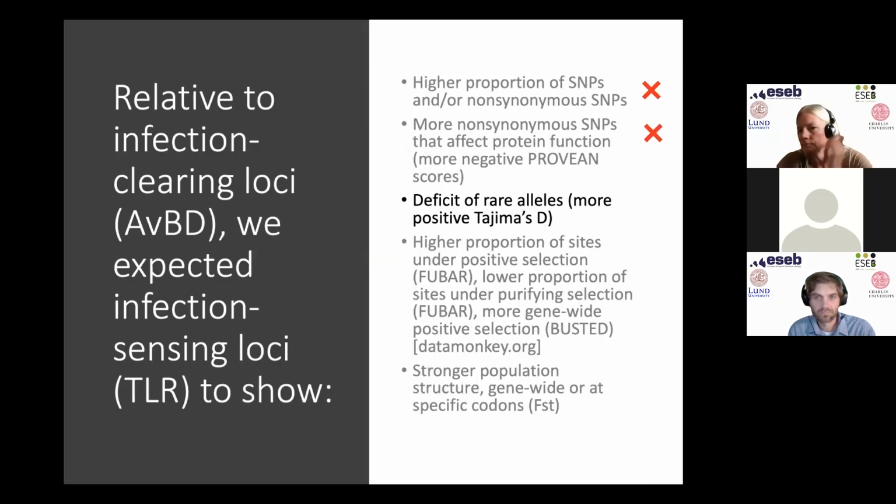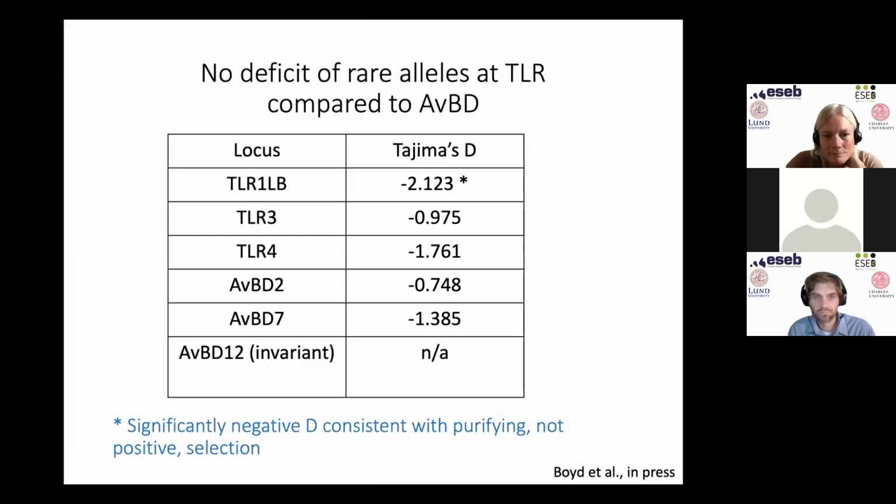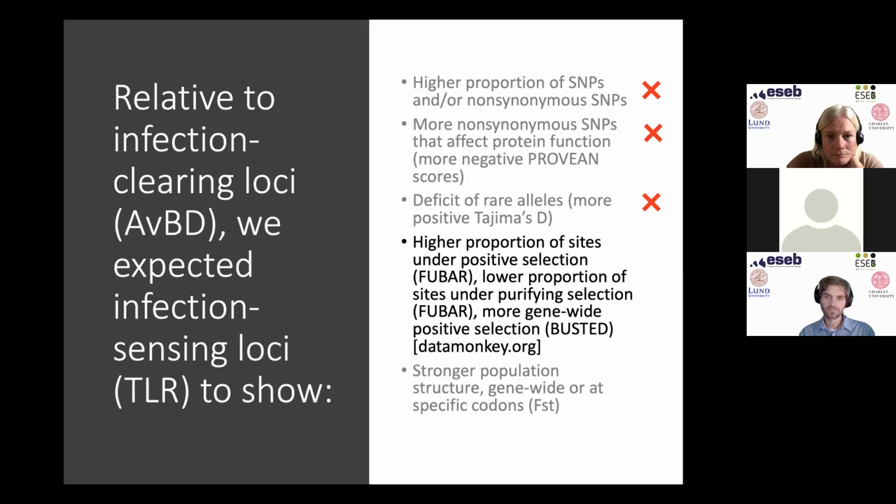We might also expect a deficit of rare alleles representing positive selection as assessed by Tajima's D test. We don't see that. If anything, the only locus departing significantly from a D value of 0 was actually a toll-like receptor that departed in the direction opposite what we predicted. We might expect a higher proportion of sites under positive selection and fewer sites under purifying selection in the toll-like receptors.